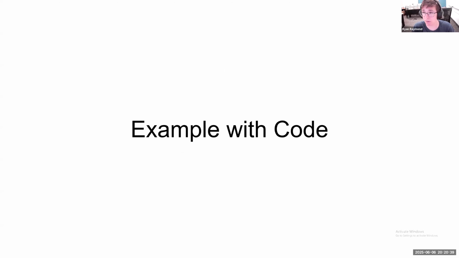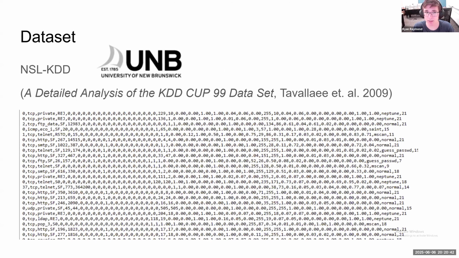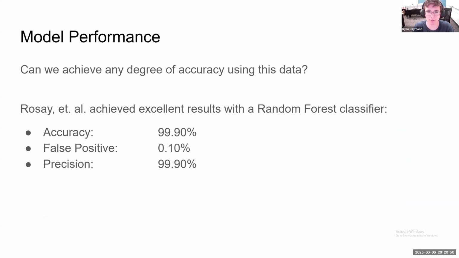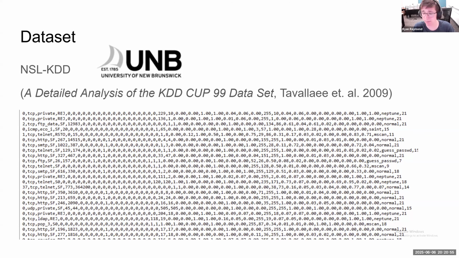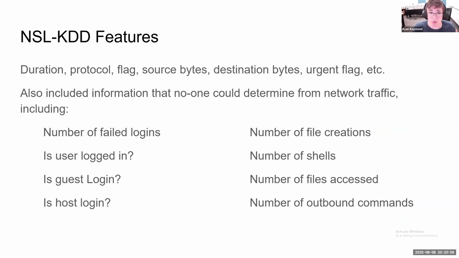So this is the example that the book actually uses, the KDD Cup dataset. And as you can see, it looks very similar to the CICIDS 2017 dataset. It's just CSV, comma separated values. It's interesting because it contains a lot of useful network features, like how long the session was, what the protocol was, and TCP flags and stuff like that, but it also contains information that you can't capture over the network, like how many files were created on a computer and how many files were accessed.